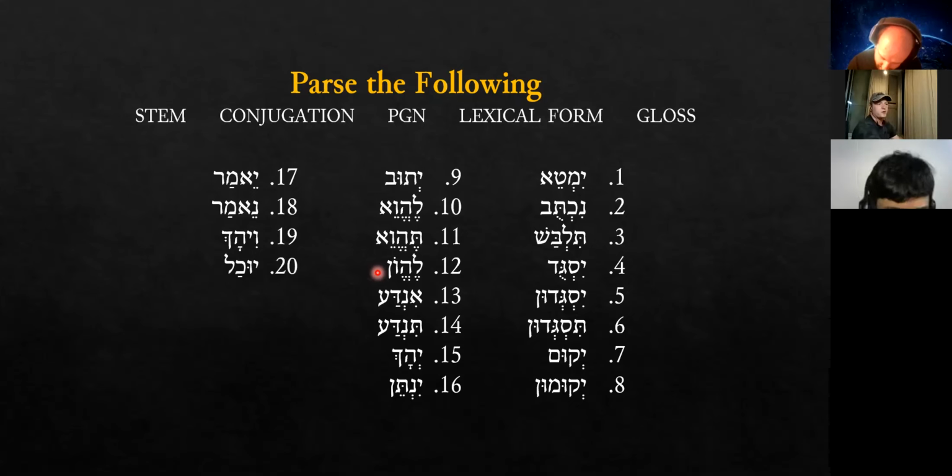Number 20, Hosea. We have Yochal. Yuchal. Stem: peal. Conjugation: imperfect. PGN: 3MS. Is this the one from achal? I'm looking for the root because in here, okay, it's Yechil. Yaha. What's that? Yuval. What's that?